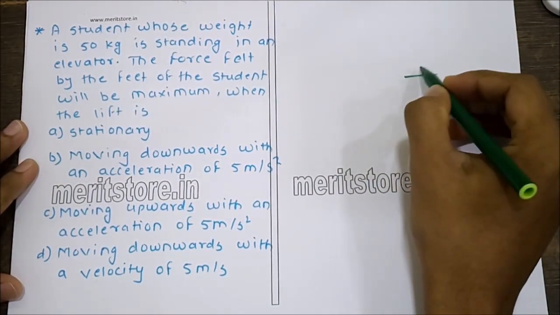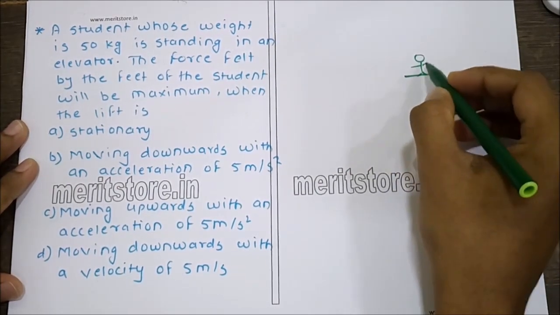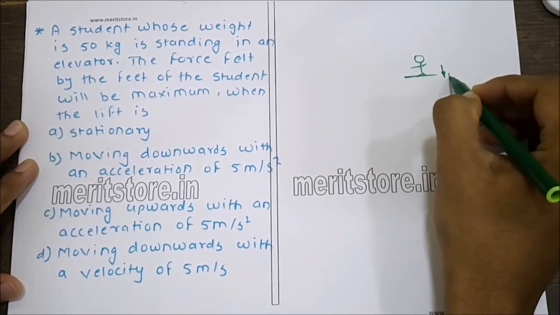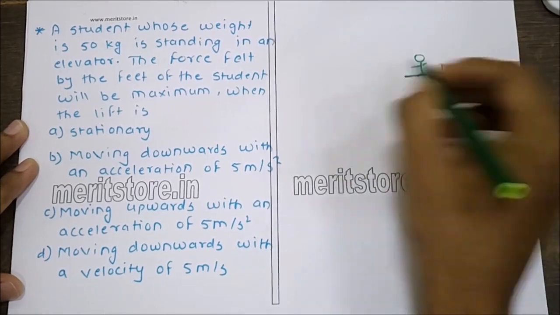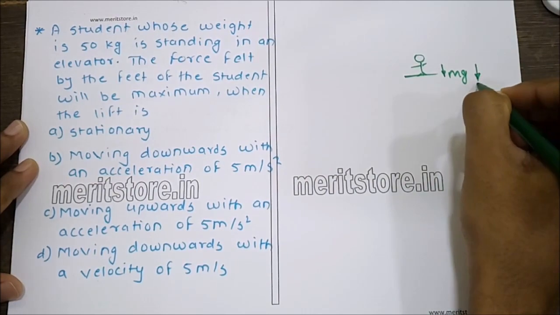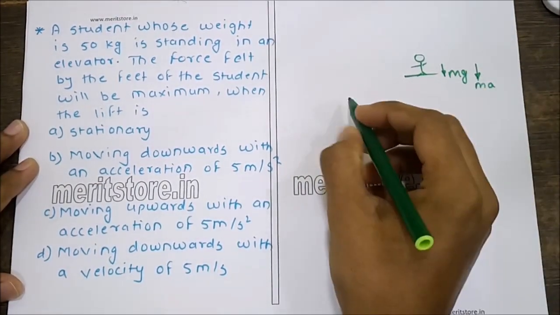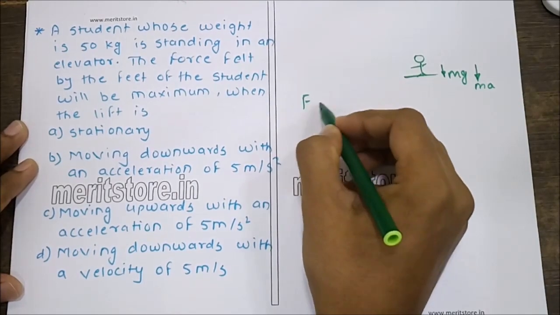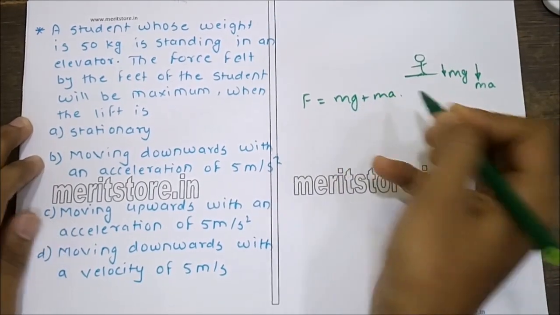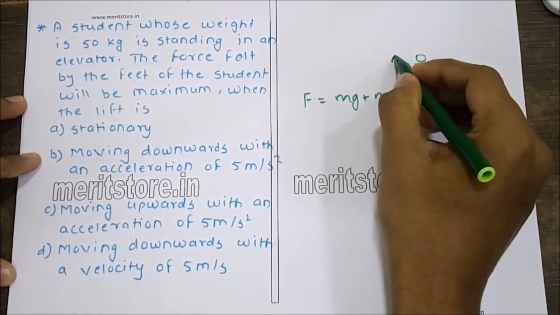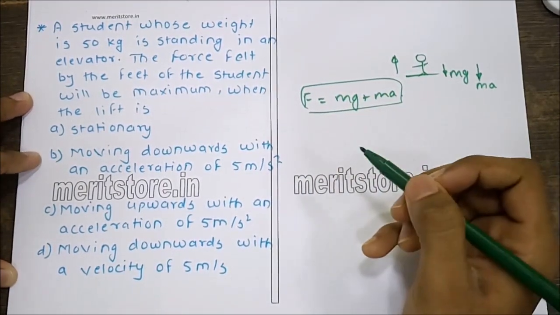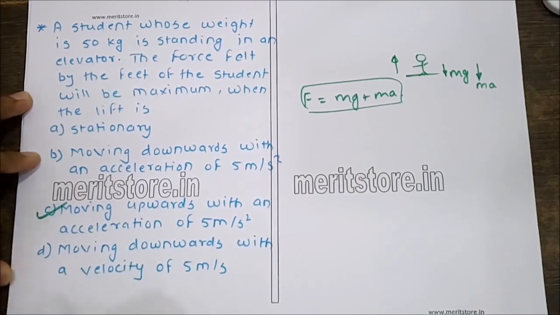In a lift, a student is standing and the force acting on the student is the self weight mg. When the lift is moving in the upward direction, the inertial force, mass into acceleration, would act in the downward direction, and hence these two add up to form the apparent weight of the student as mg plus m times a. Hence, when the lift is moving upward, the force experienced would be the maximum. Hence, option C is the correct answer.